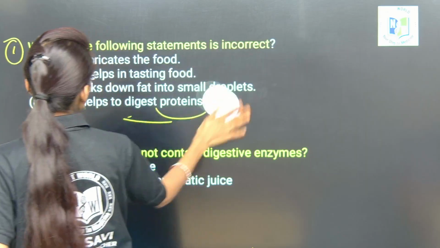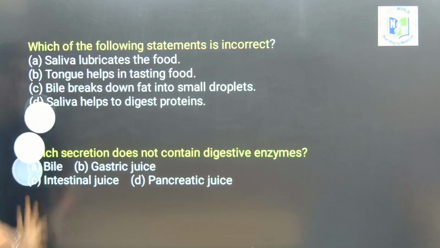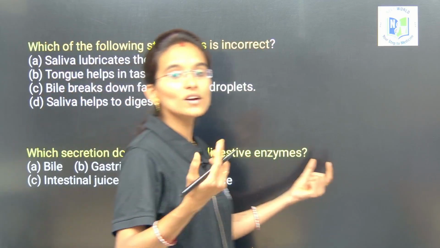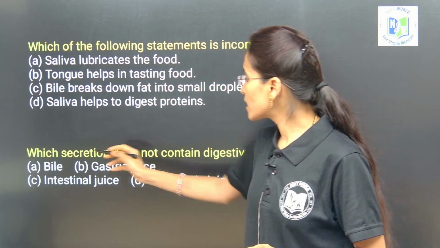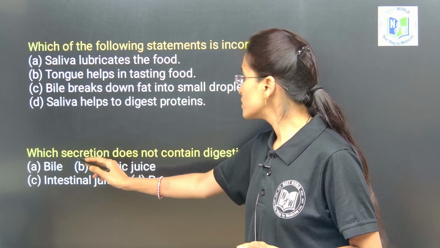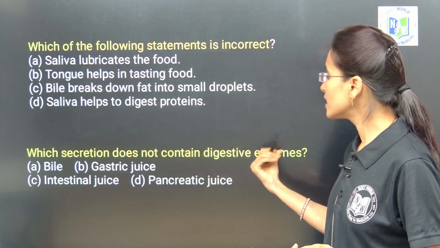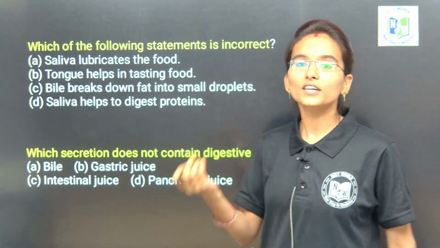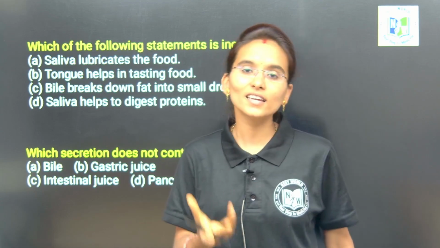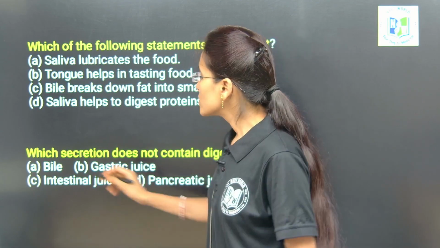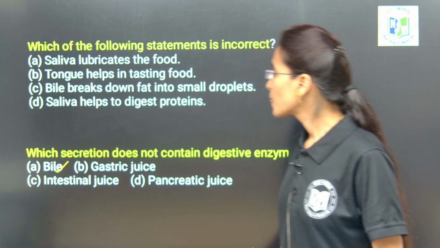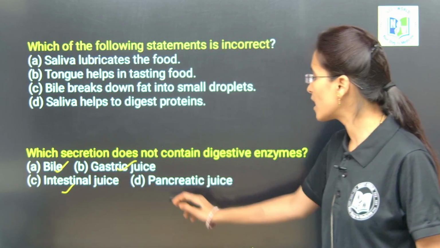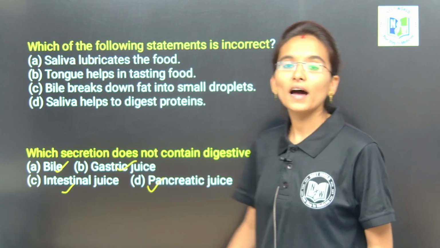Now let's have a look at the second question. Which secretion does not contain the digestive enzymes? Here are the given secretions. Among these you need to identify which does not secrete any type of enzyme. Option A is bile, option B gastric juice, option C intestinal juice, and option D is pancreatic juice.